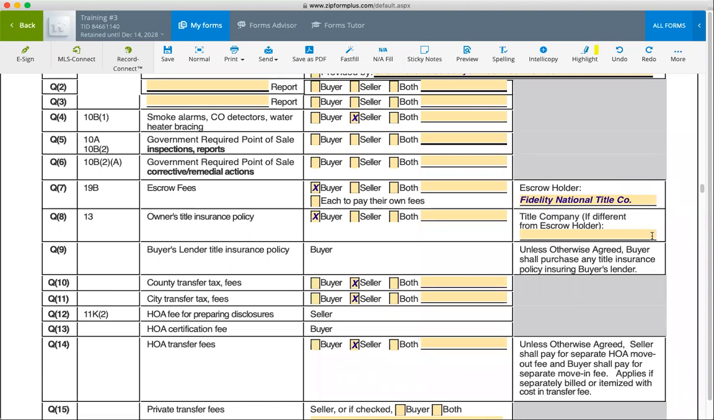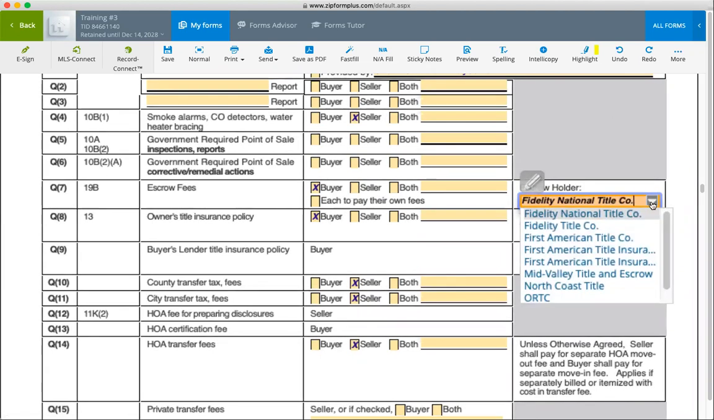I think it only comes up in the drop down if you've entered it into a form before. It remembers the ones that you put in there. I can't remember ever ordering Mid Valley Title. Oh, okay. So I think that's a regional thing, a California regional thing.